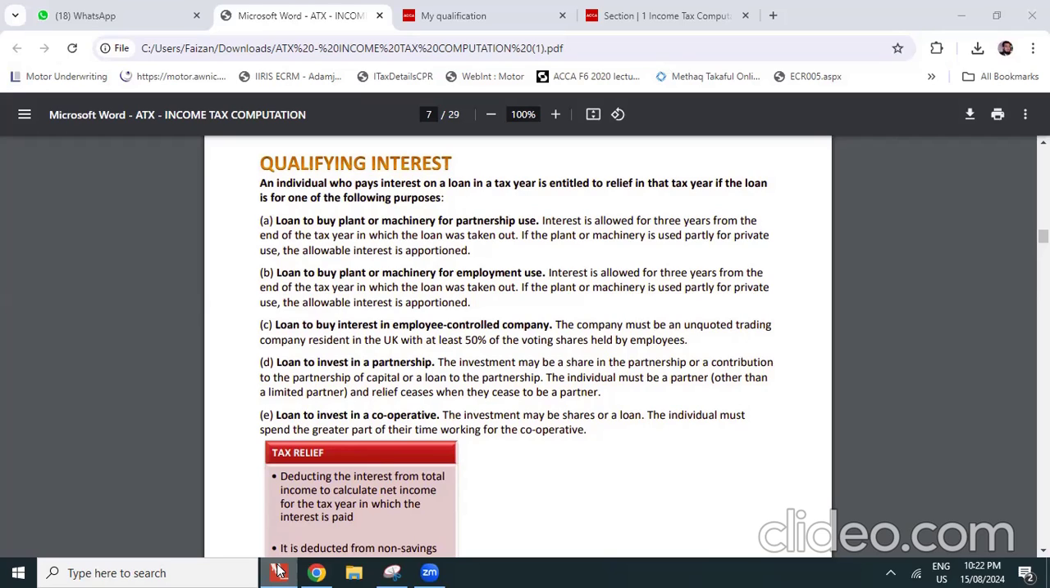And if you took a loan to buy shares, shares means investment. You don't have money, but you want to invest somewhere: in a partnership, in an employee control company, or in a cooperative society. Those three. Partnership you know; an employee control company is a company which is owned by employees.